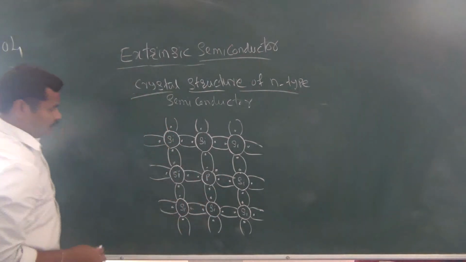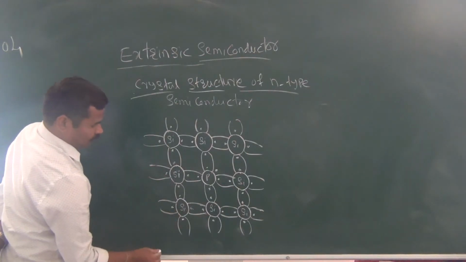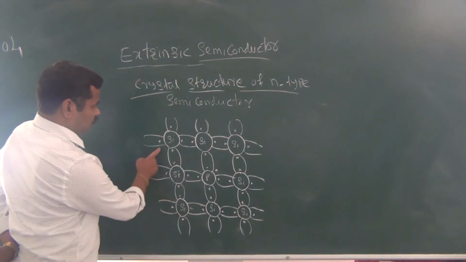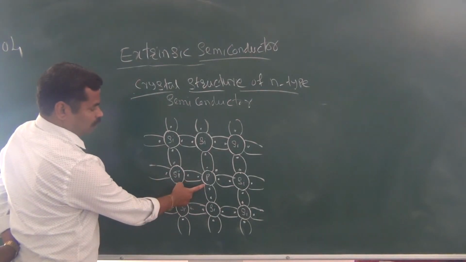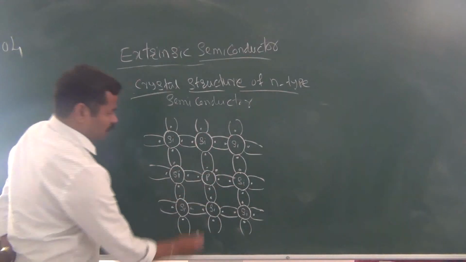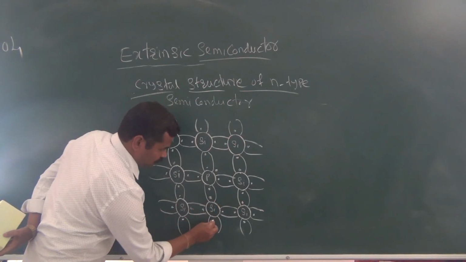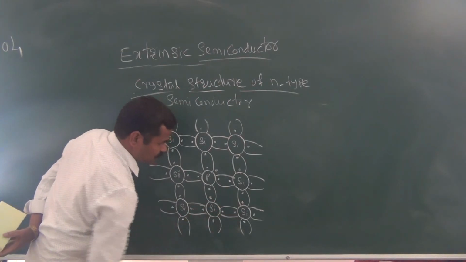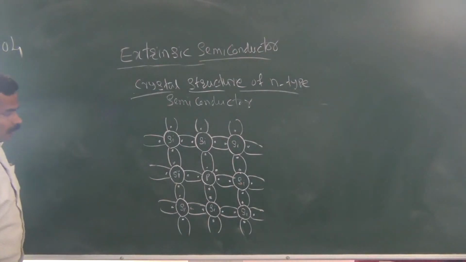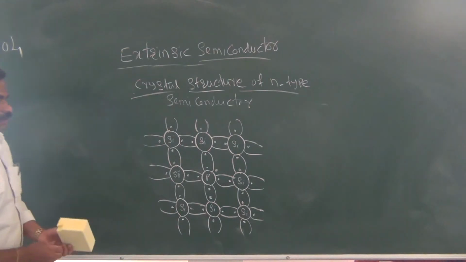This is the crystal structure of an N-type semiconductor, and as I said here, we are adding a pentavalent impurity, especially phosphorus, to the pure semiconductor. In the crystal, there are so many atoms, neatly spaced and systematically arranged. And look here, this is the crystal structure of a P-type semiconductor.